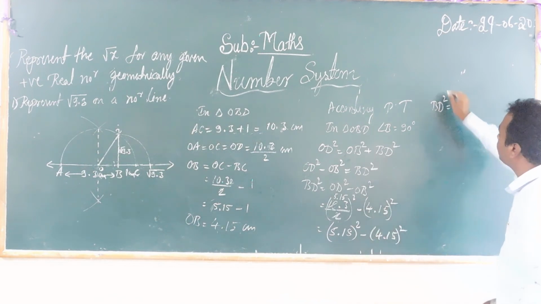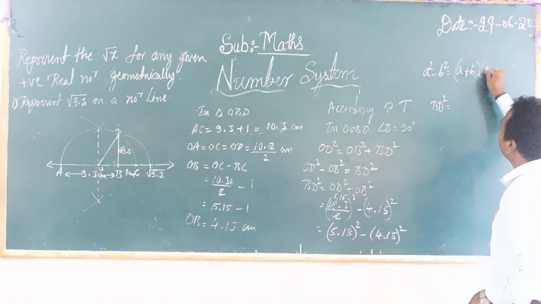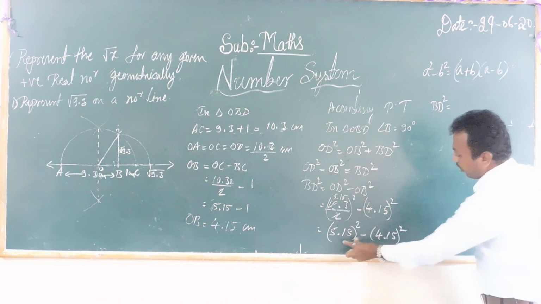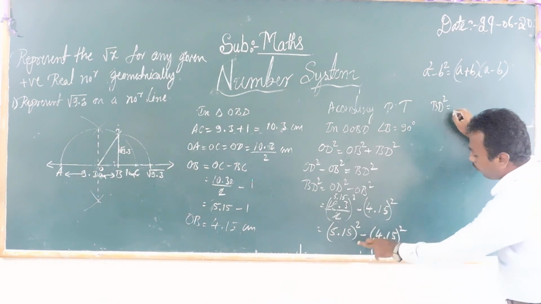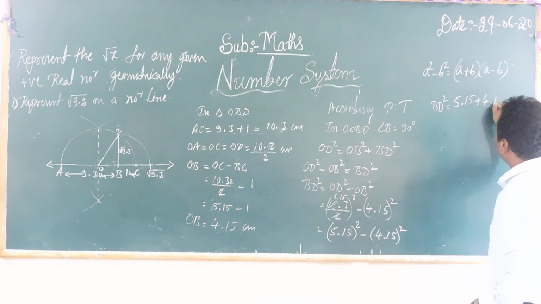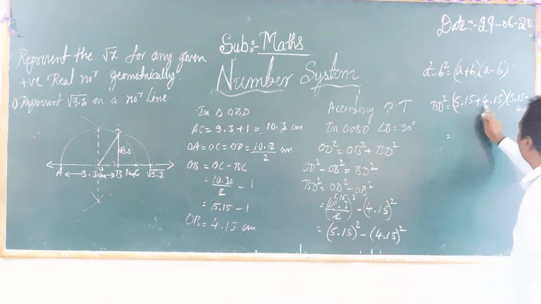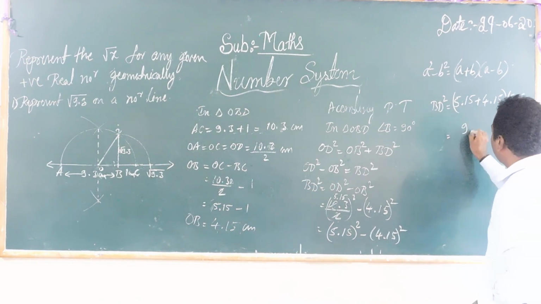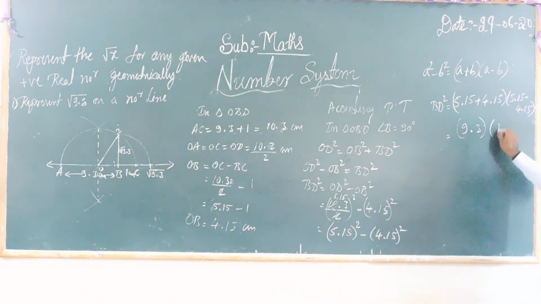Again apply the A square minus B square formula: A plus B into A minus B. Here what is A? 5.15 is A and 4.15 is B. So A plus B means 5.15 plus 4.15, into 5.15 minus 4.15. If you add these two numbers, it becomes 9.30, or 9.3, into 5.15 minus 4.15 means 1.